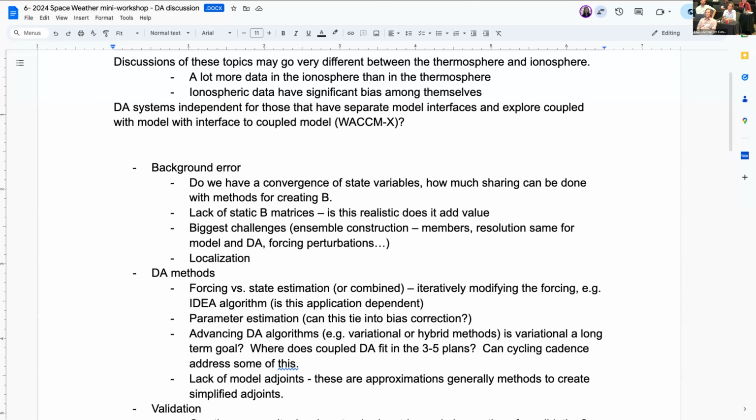We should probably move on to the validation. Can you scroll down to the validation part? It's the third bullet there.